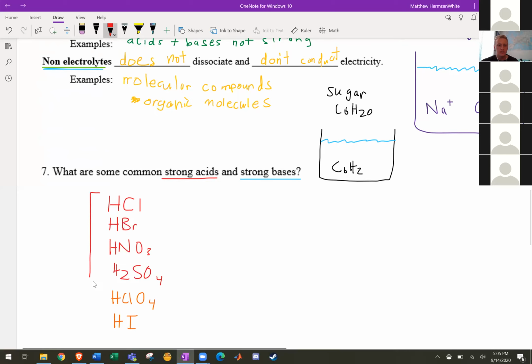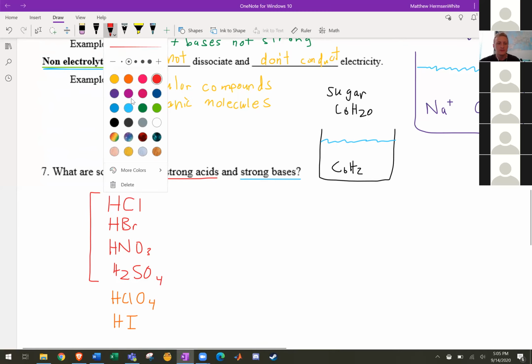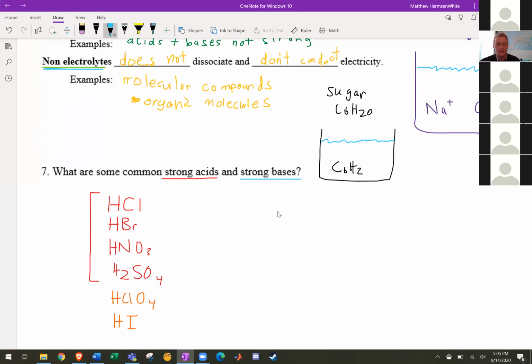These ones come straight out of your notes, and then the perchloric and hydroiodic acid, those are common ones we used in previous semesters also. So just write those down and keep those in mind, and we'll do example problems with them in just a sec.